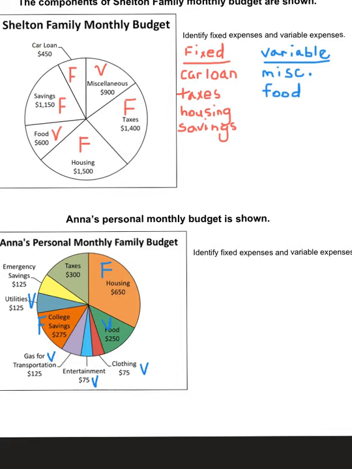Emergency savings, again, is another savings item, so any of the savings is always going to be the same, so that will be a fixed expense. And taxes, that's something we need to pay the same each time, so that's going to be fixed.